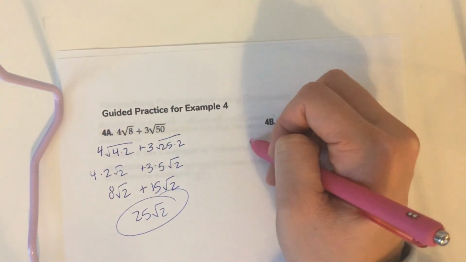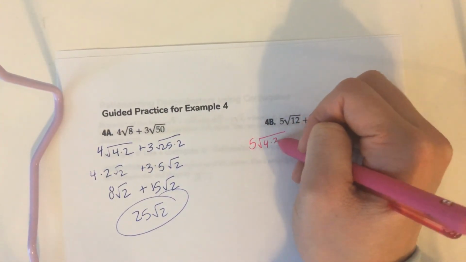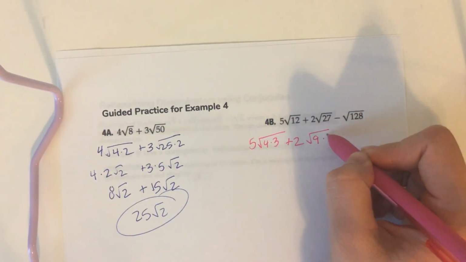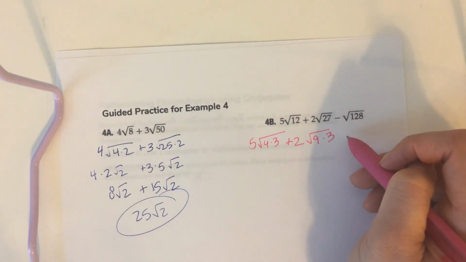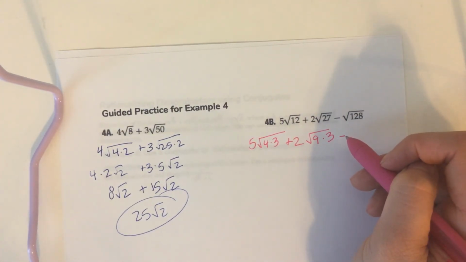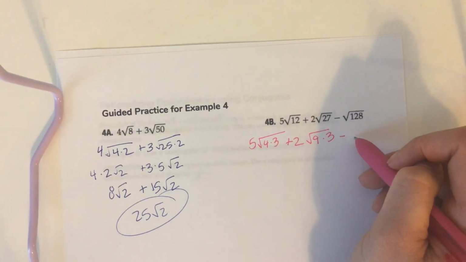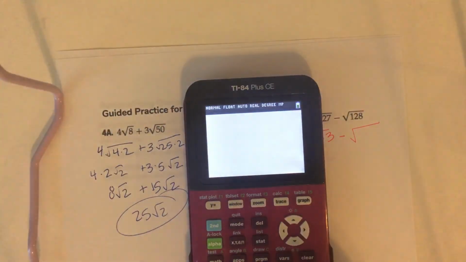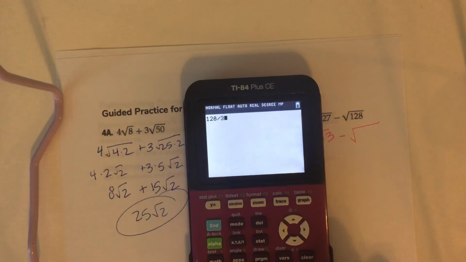And then 4b gets a little bit trickier. Again, still just breaking down the square root first. We have 5 times, well, 12 is 4 times 3, plus 2 times 27 is going to be 9 times 3. And then square root of 128 has a little bit more guessing and checking going on. So I'm going to bust out my calculator here. Or you can do it in your head if you think. 128, I'm going to try some bigger ones first. 128 divided by 36. Not a nice number. 128 divided by 49. That's a no-go. 128 divided by 64. There we go. 64 and 2.